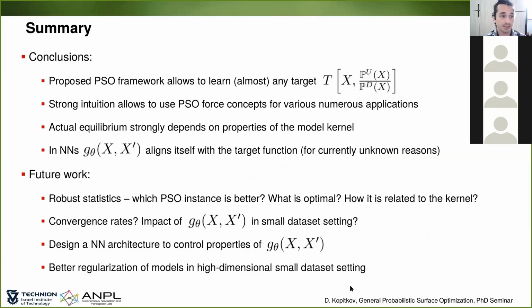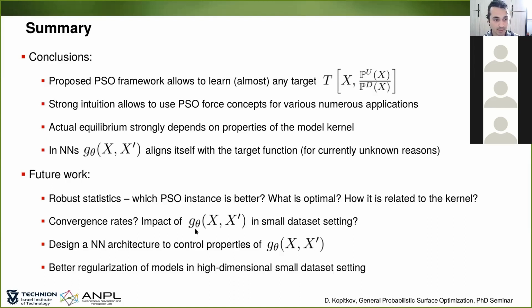So to summarize, we saw a framework which allows us to learn almost any target function T, and proposes infinitely many estimators. There's strong intuition behind this framework, which allows using these concepts for numerous applications. The actual equilibrium strongly depends on properties of the model kernel, and I didn't talk about many topics relevant to this aspect. In neural networks, the model kernel aligns itself with the target function for currently unknown reasons.